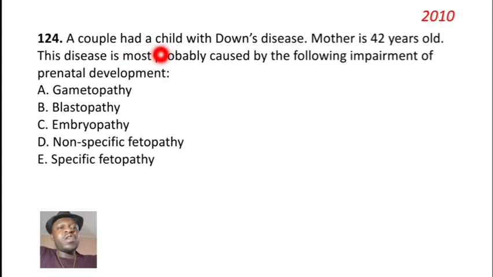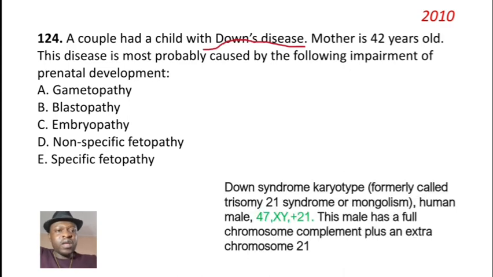A couple had a child with Down's disease. The mother is 42 years old. The disease is most probably caused by which impairment of prenatal development? Down syndrome is trisomy of the 21st chromosome, so this is definitely during formation of gametes. So it's gametopathy. Gametopathy is the answer.